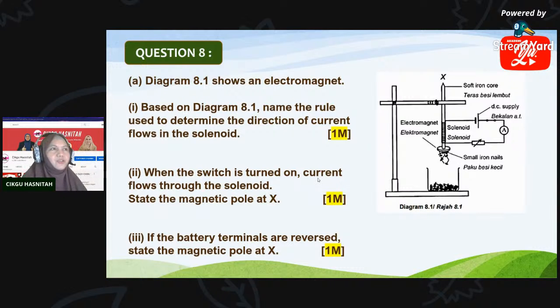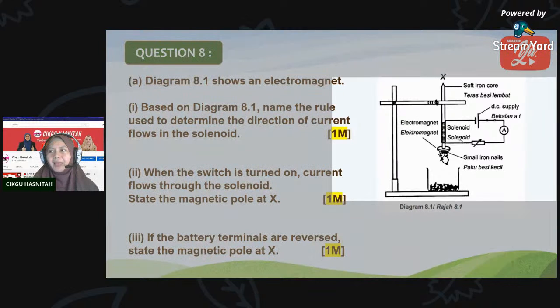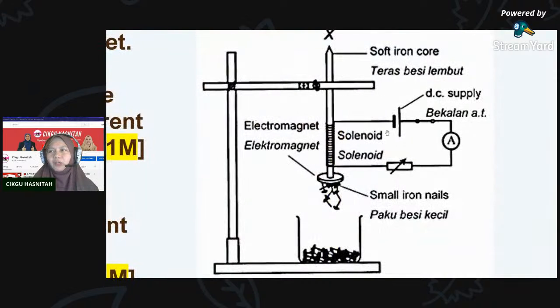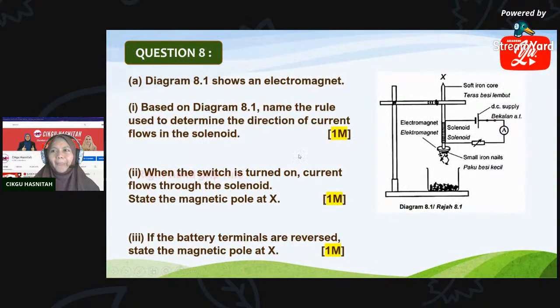Here we have an electromagnet, diagram 8.1. Based on this diagram, name the rule used to determine the direction of current flow in the solenoid. What rule can we apply here to determine the direction of current in the solenoid? This is the circuit connected to the solenoid, so current flows in this direction to the solenoid. Which law can we apply here? Yes, we apply the right hand grip rule.